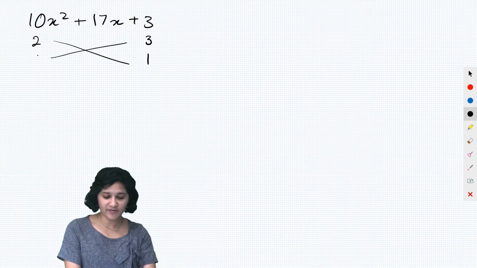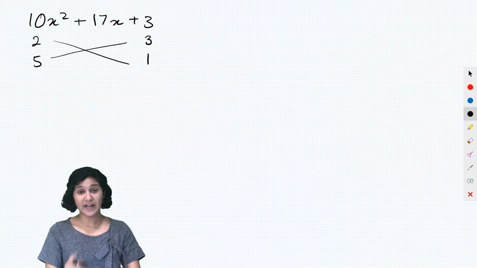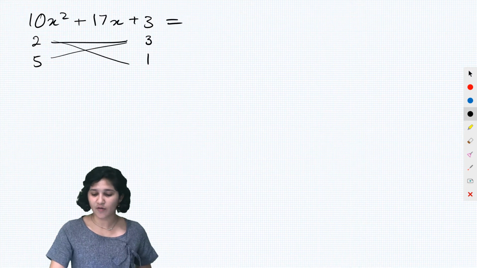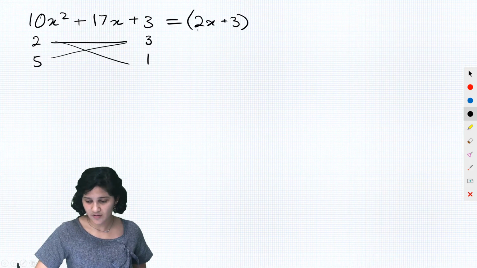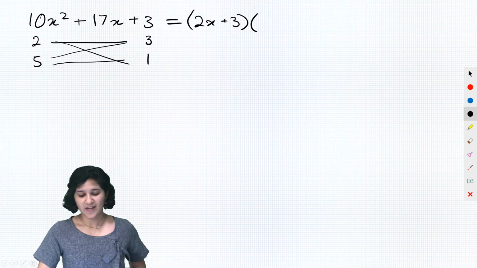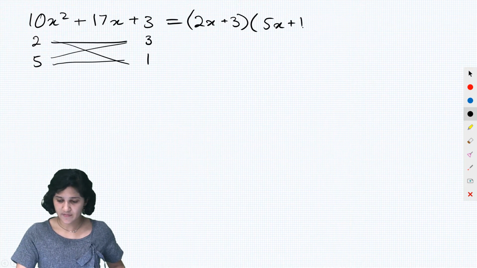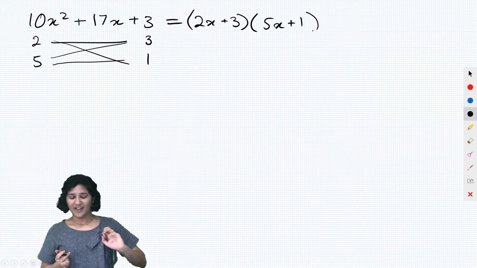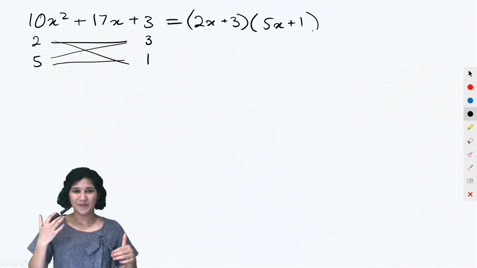2 and 5. So 2 and 15, 17. Bingo. So now I read across. I've got 2x plus 3 and 5x plus 1. Done.